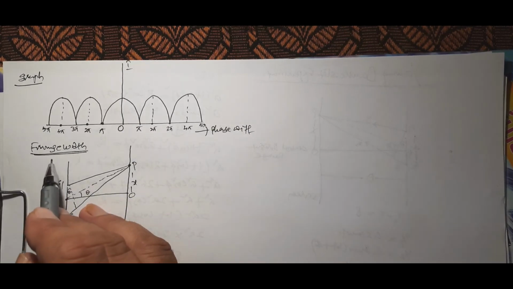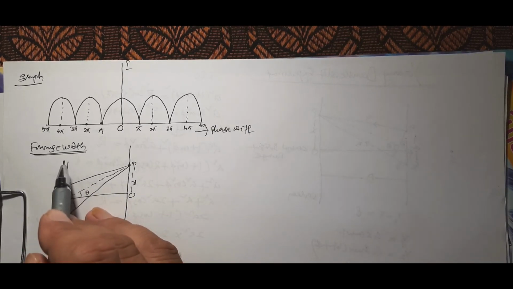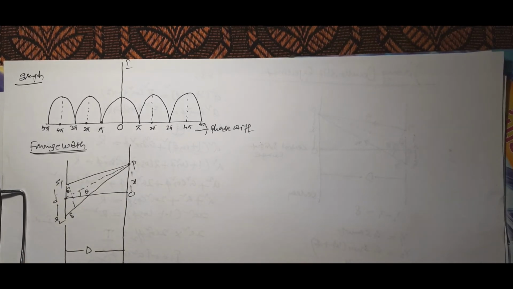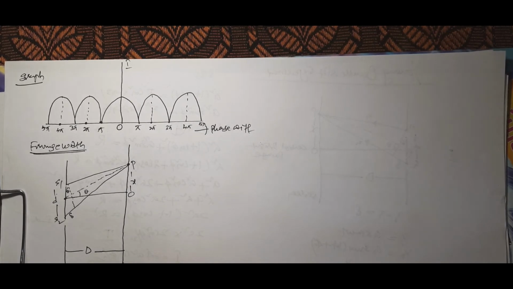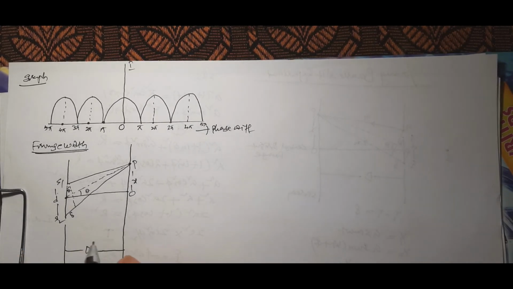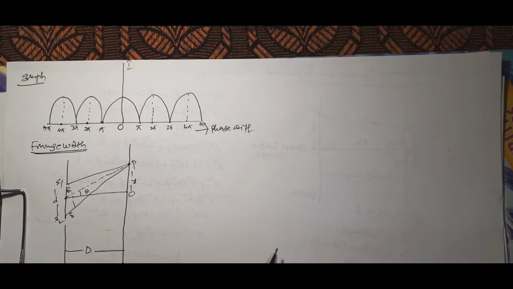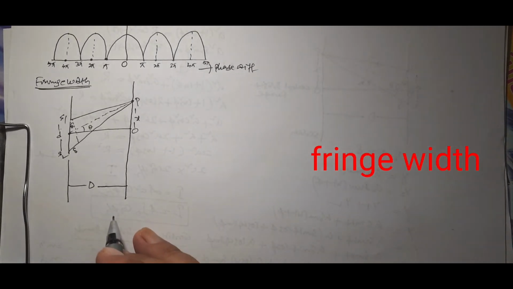Now we are going to derive the fringe width. These fringes are called interference fringes. The distance between any two successive bright bands or any two successive dark bands gives the fringe width. It is denoted by beta.